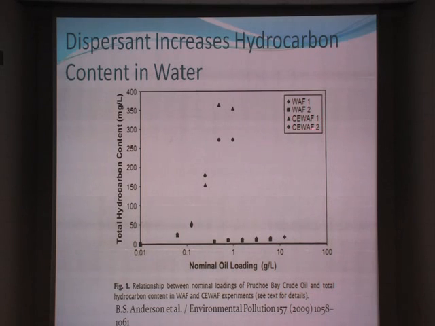But if you add, this is CWAF, now this is with dispersant added in, right? And these are 2 different types. This is the Griffitt 9500, 9527. You can see that as you increase the oil loading, you get a tremendous increase in the amount of hydrocarbons that are present in the water column. So what this is saying is that the dispersant is acting as it's intended to. It's breaking down the oil slick, and it's putting the oil in the water. But again, by increasing this hydrocarbon content, you're increasing the bioavailability to organisms.